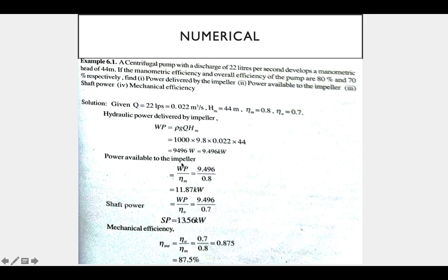Then the power available to the impeller. Manometric efficiency is equal to water power by power available at the impeller. We have already seen that. From this you can find out the power available to the impeller. Then overall efficiency is equal to water power by shaft power, so from this you can find out shaft power. Next you have to find out mechanical efficiency. Overall efficiency is the product of mechanical and manometric efficiency. From that you can find out mechanical efficiency. So this is a simple numerical on a centrifugal pump.